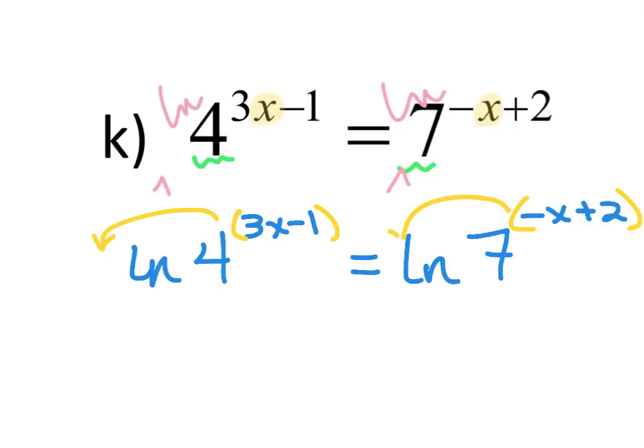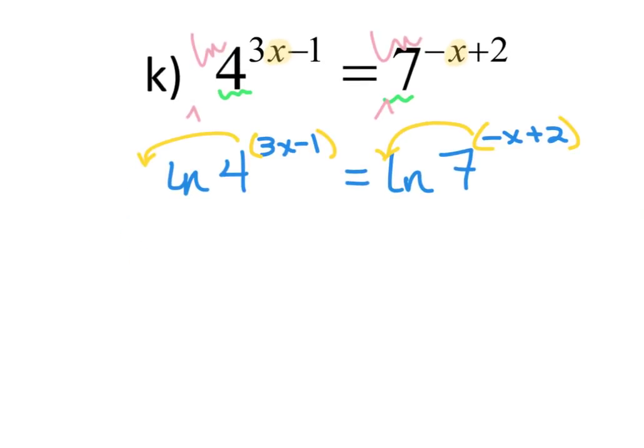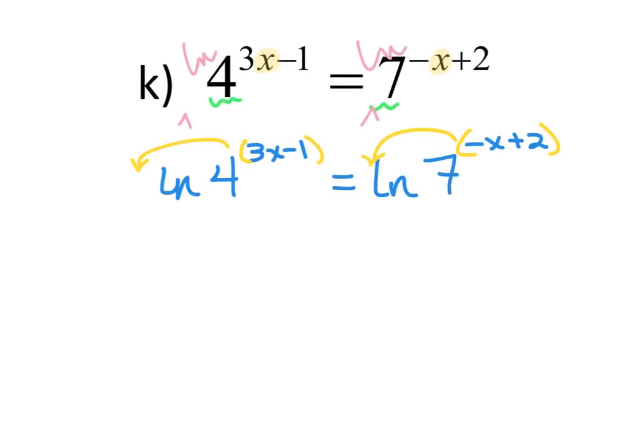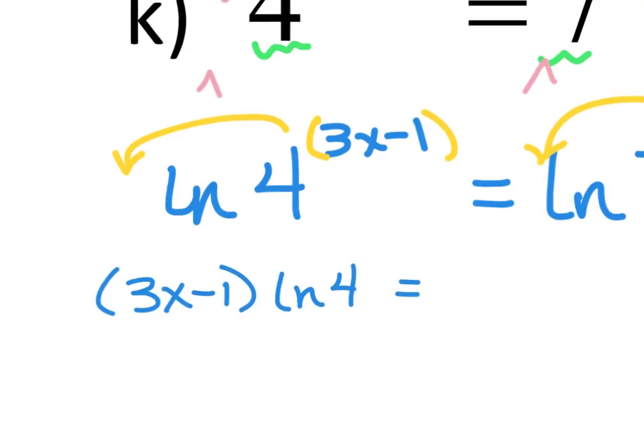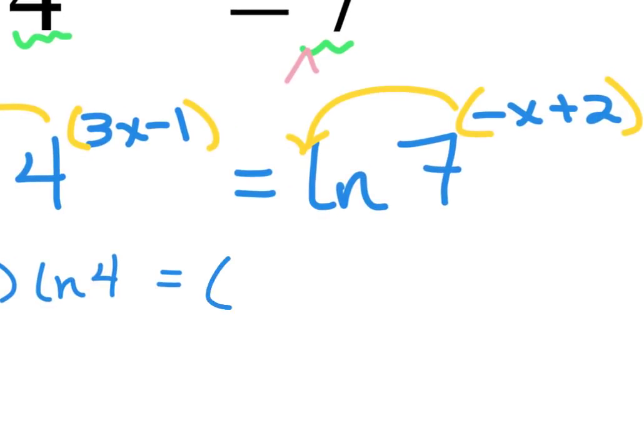And in this case, you're going to rewrite the exponent on both sides as a coefficient and make sure that you use parentheses. So I'm going to rewrite the left side as 3x minus 1 times ln of 4. And I'm going to rewrite the right-hand side as parentheses negative x plus 2 times ln of 7.